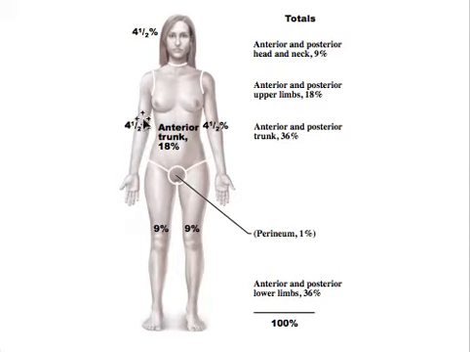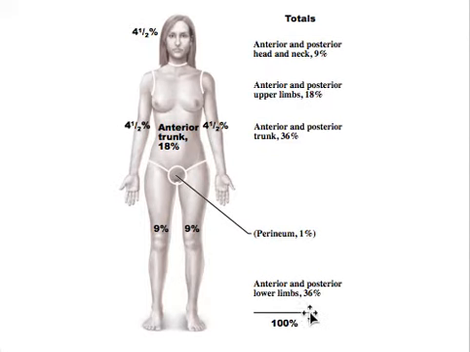The front of each arm is 4.5%. The back of each arm is 4.5%, so that's 9% per arm. The anterior leg, if you look at the full leg, 9%, full leg, 9%, but that's the front only. So if you look at the posterior sides, they're going to be 9% each.